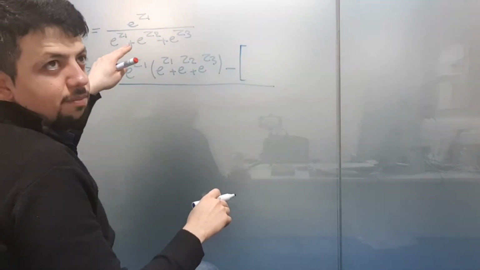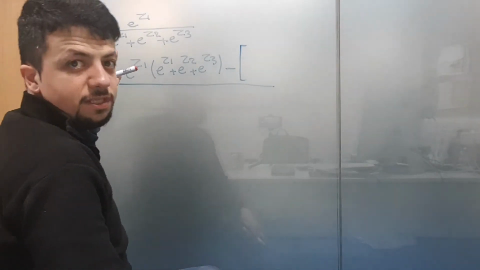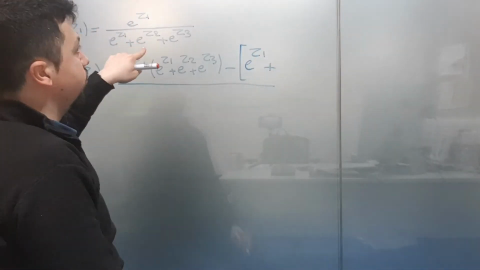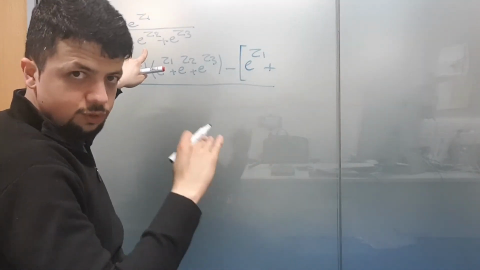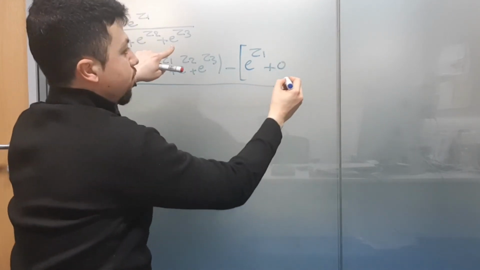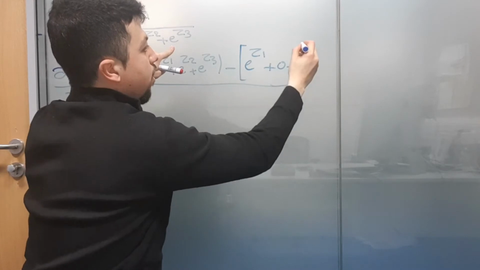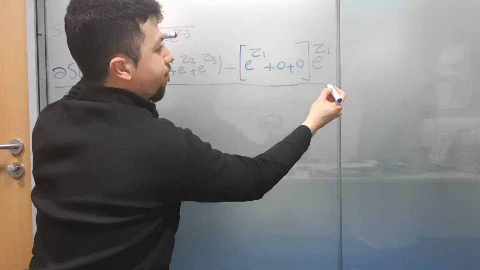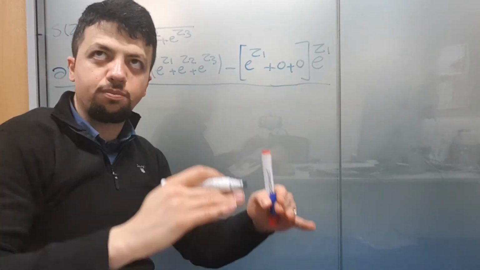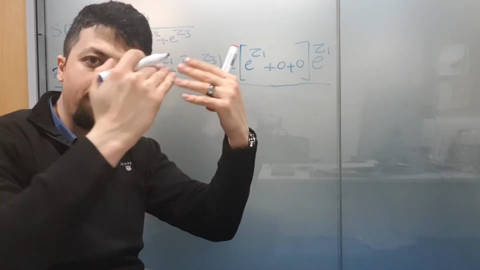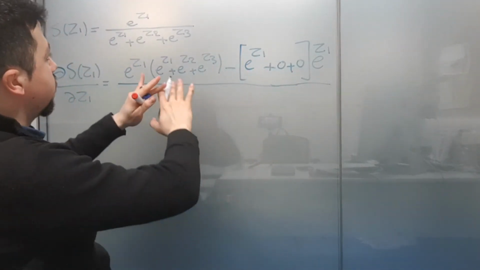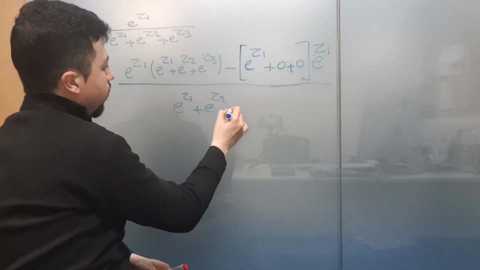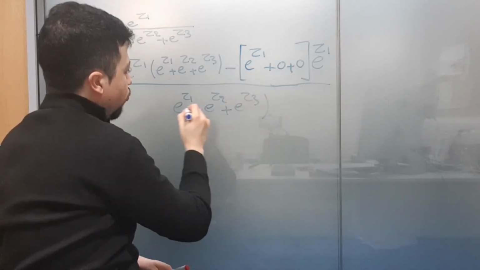So the derivative of the entire sum would be the sum of derivatives. So that would be the derivative of e to the power z1 with respect to z1, which is itself, plus the derivative of e to the power z2 with respect to z1, which is 0. Same story with e to the power z3, 0. The entire thing multiplied by the numerator because of our law of fraction, right? So the derivative of the denominator multiplied by the numerator. Now, the denominator e to the power z1 plus e to the power z2 plus e to the power z3, squared.